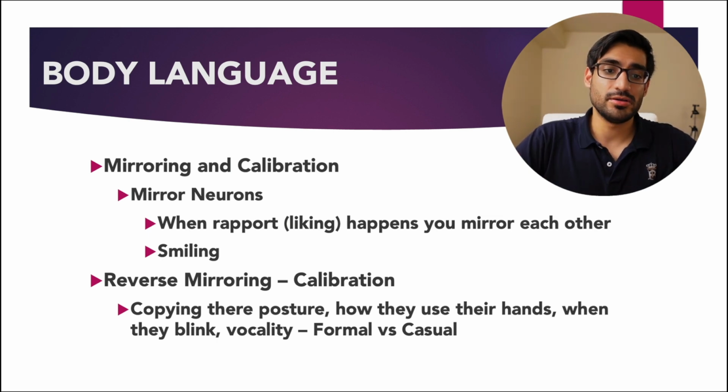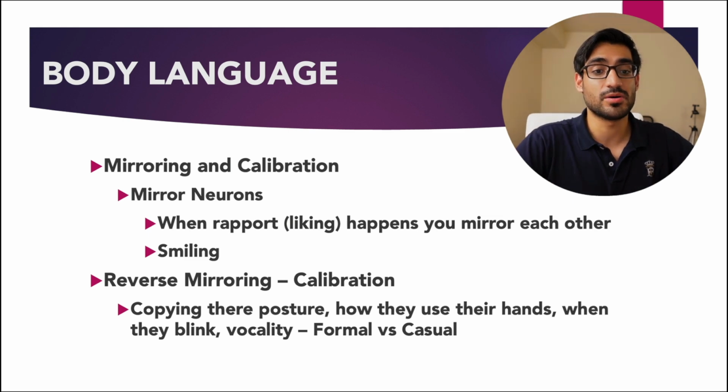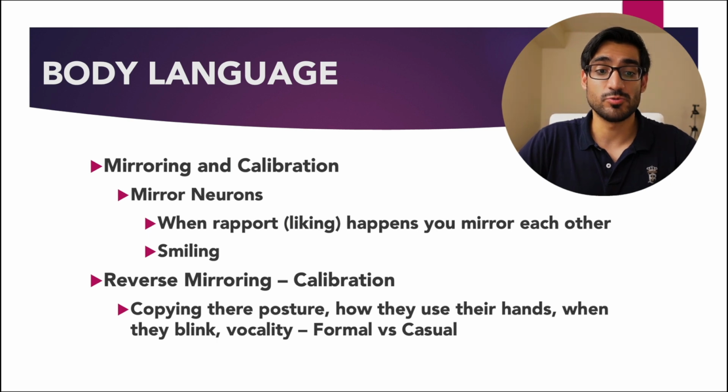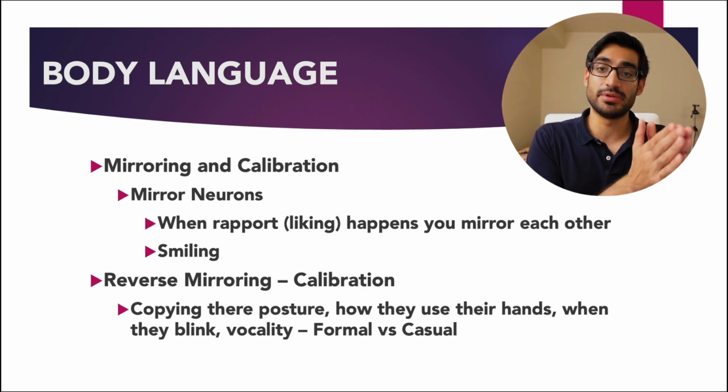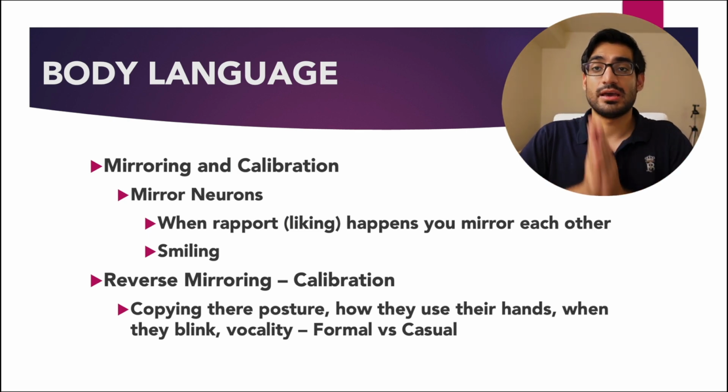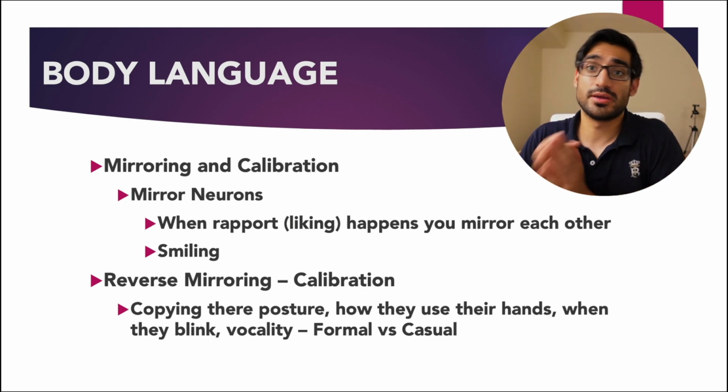Another thing I want you to do is reverse mirroring, right? So reverse mirroring is all about calibration. Copy whatever posture they have, how they use their hands, when they blink. So it's very much in line with calibration. Just try to calibrate to whatever they are doing, and that would most of the time work in your favor.